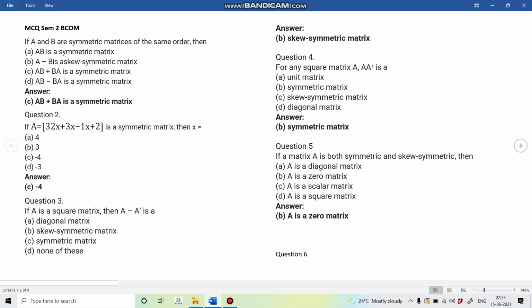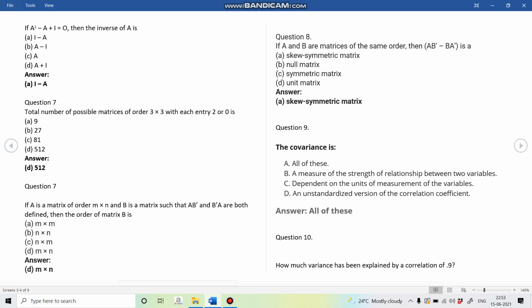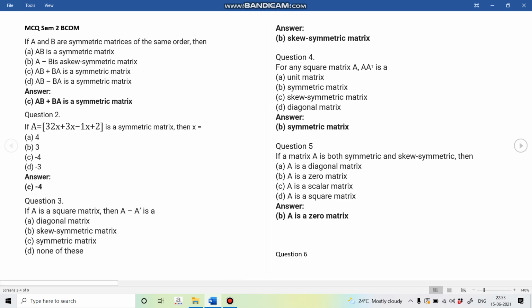Question number 3. If A is a square matrix, then A minus A dash, meaning A minus the transpose of A, is a what? This is a skew symmetric matrix. You have given the answer here. Okay, skew symmetric matrix.